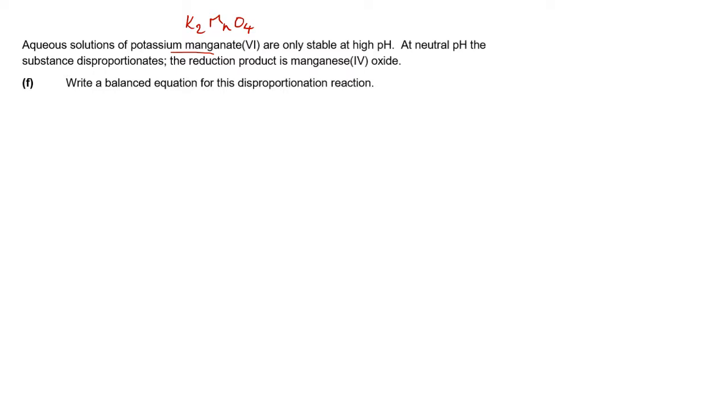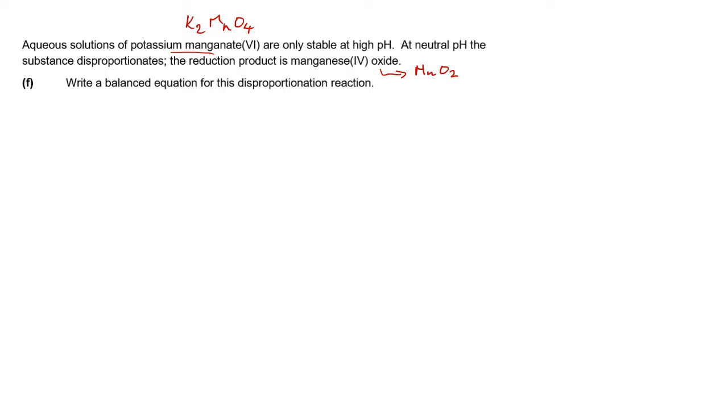And the reduction product is manganese(IV) oxide. So let's just write down the formula of manganese(IV) oxide. That's going to be MnO2. So now we have to write a balanced equation for this disproportionation reaction.